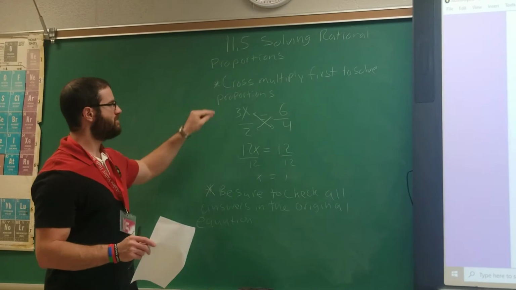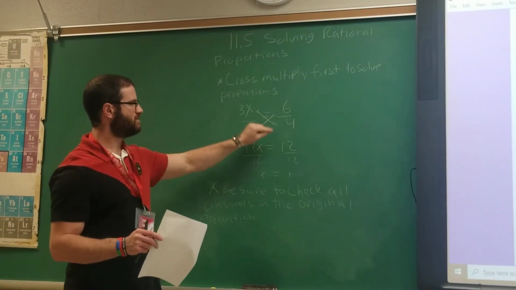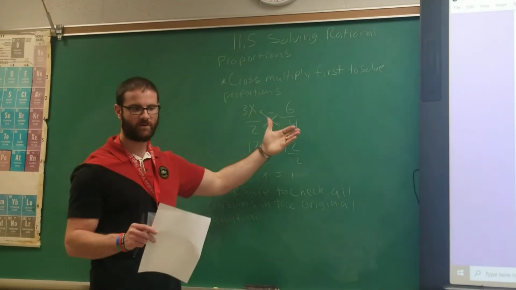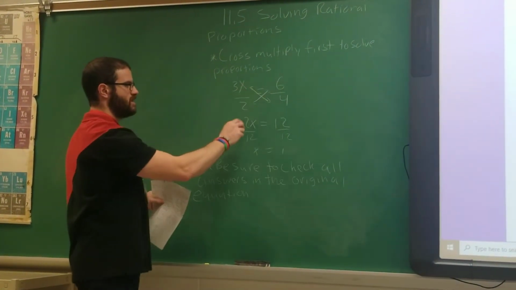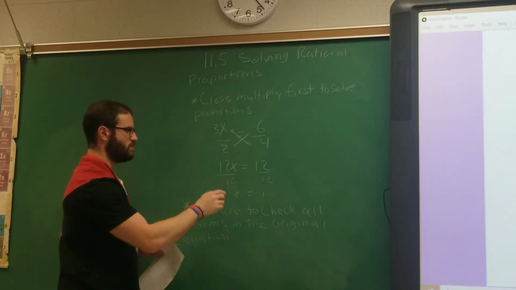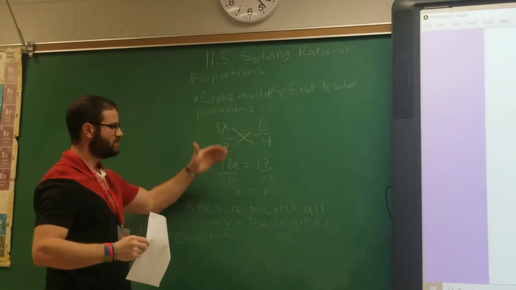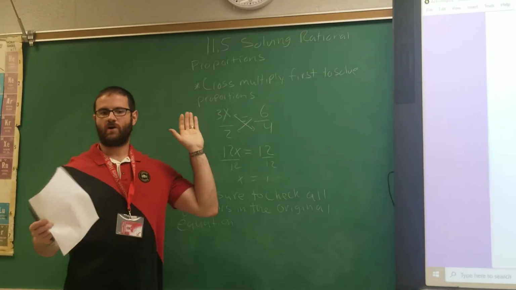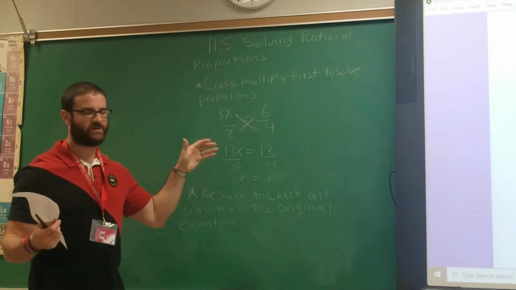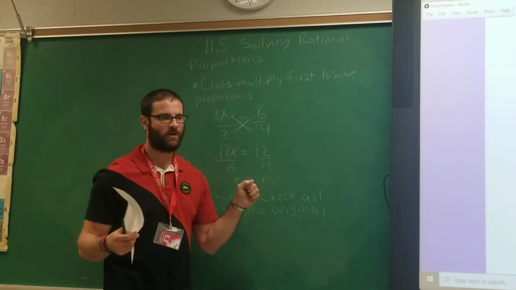So remember, when we have proportions, which are basically two fractions that are set equal, where we have to solve for a variable, we cross multiply, like I would do 4 times 3x, which is 12x, 2 times 6, which is 12, divide, and solve, and I get x equals 1. So our problems today are going to have a few more steps involved.